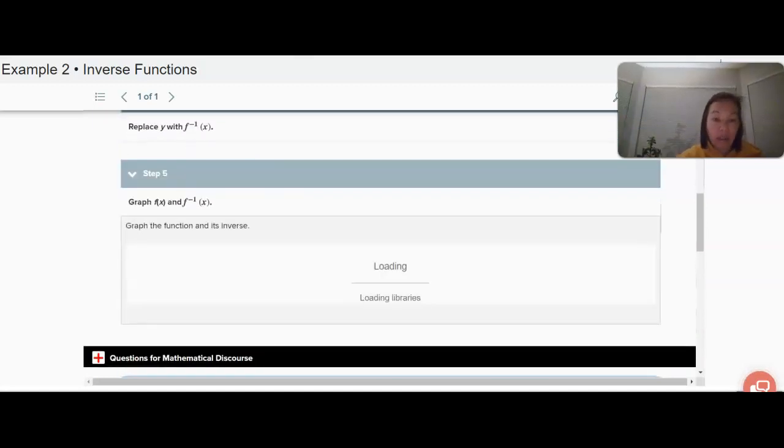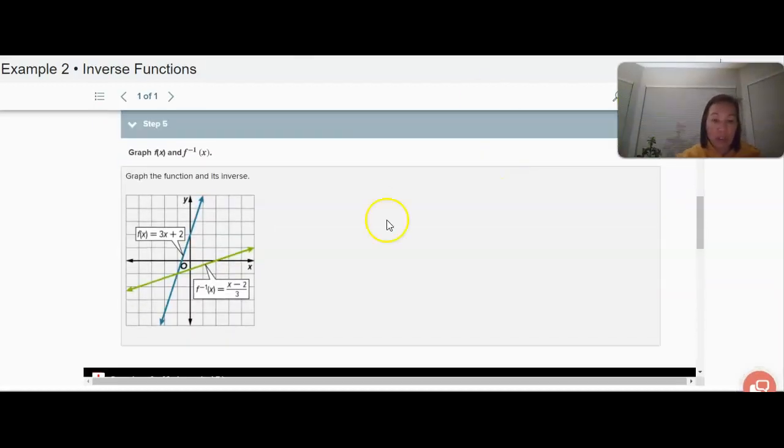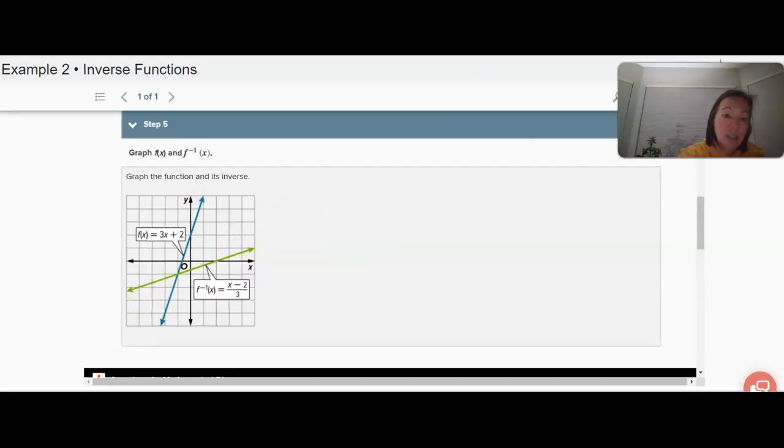So then again, when I graph the function with its inverse, here's my original function in blue, here's my inverse function in green, and again, you can see that those two lines would be a reflection, if I could draw it straight, over the line y equals x.